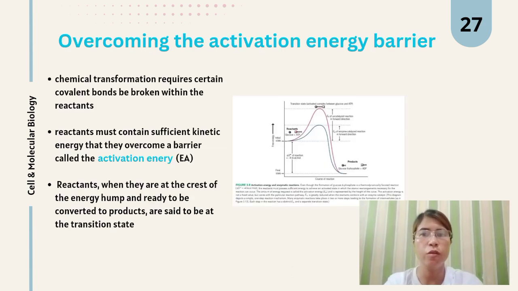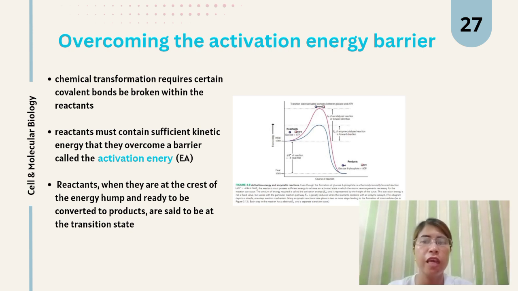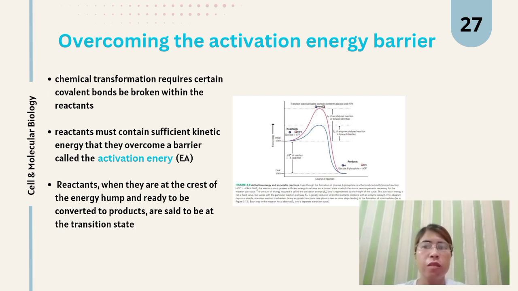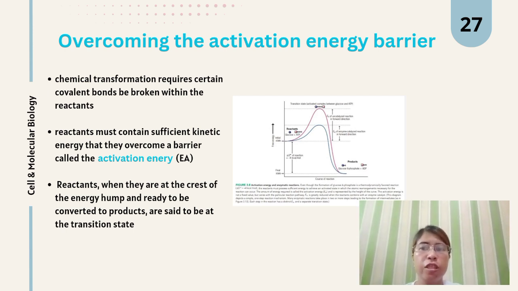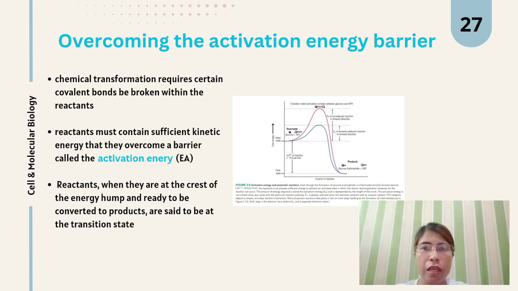Overcoming the activation energy barrier. Chemical transformation requires certain covalent bonds be broken within the reactants. So reactants must contain sufficient kinetic energy that they overcome a barrier called the activation energy. When the reactants are at the crest of the energy hump and ready to be converted to products, they are said to be at the transition state.